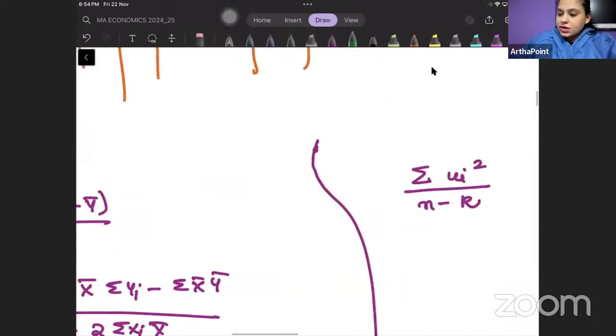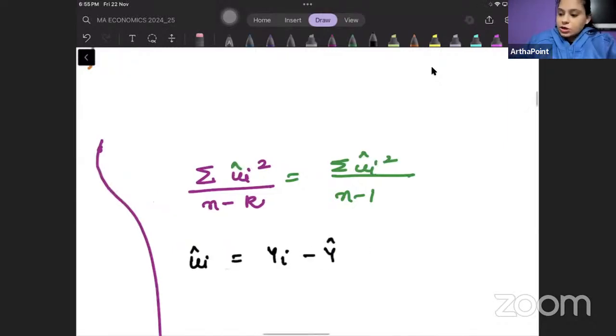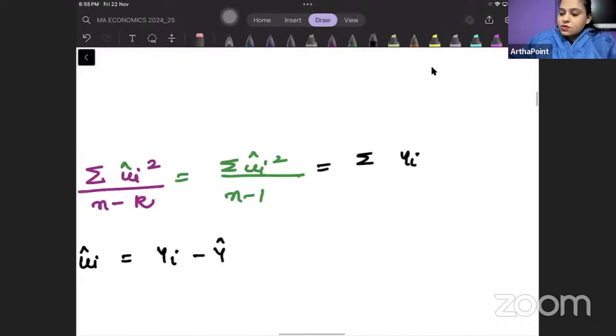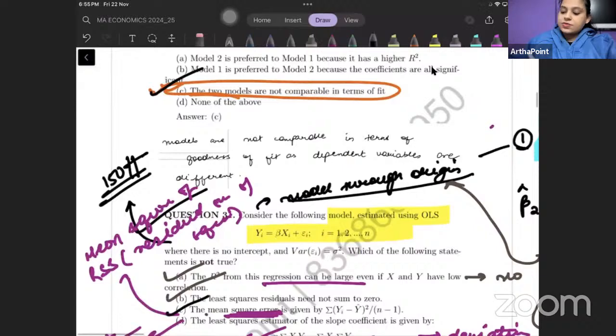So what will happen here? I will get this is equal to summation ui square upon n minus 1. Right? You can put hat, this is sample. And what is ui hat? The difference between actual and predicted values, isn't it? So I can rewrite this thing as summation yi minus y hat whole square by n minus 1. That means this is correct. This is the correct statement. This is mean square of the error terms, MSE, mean square of error terms, right? So this is correct. This formula is also correct.